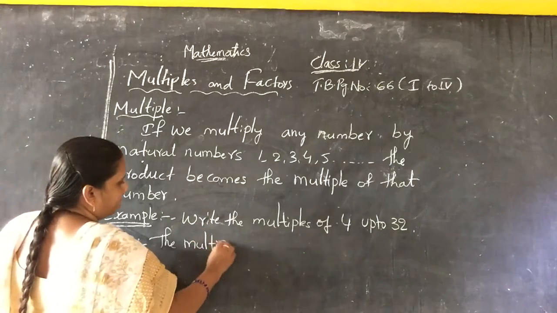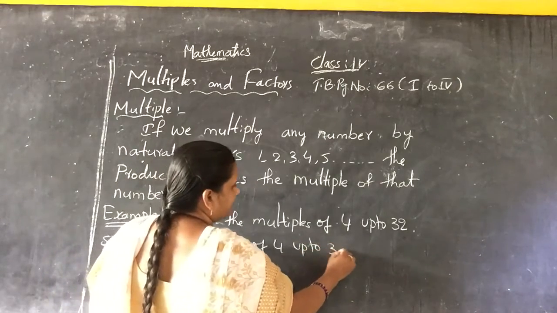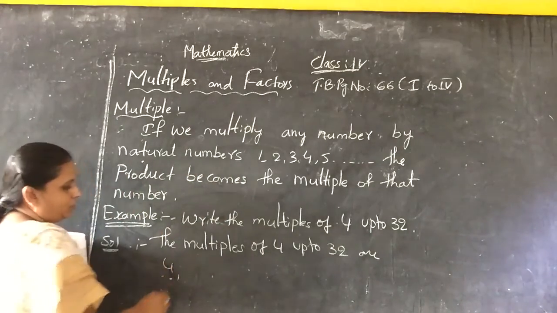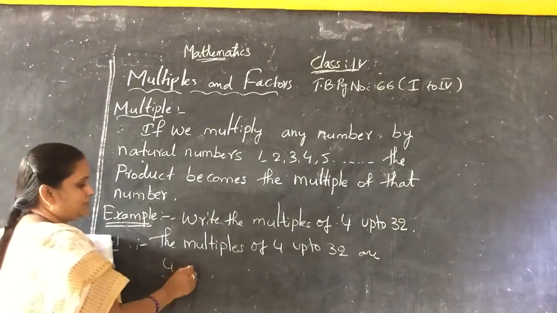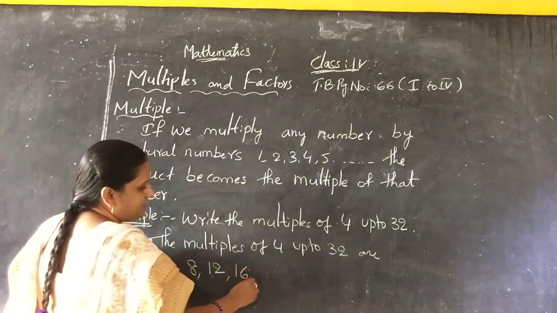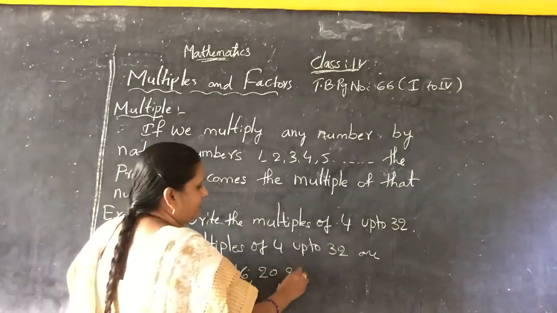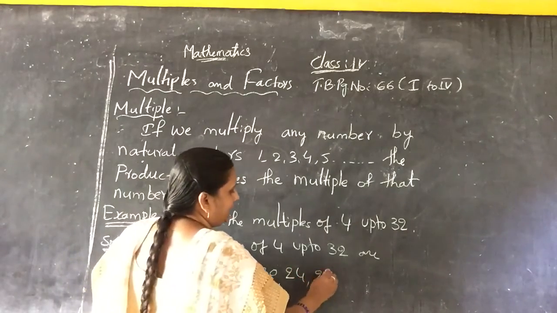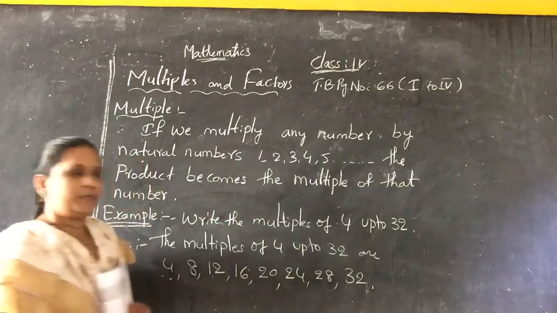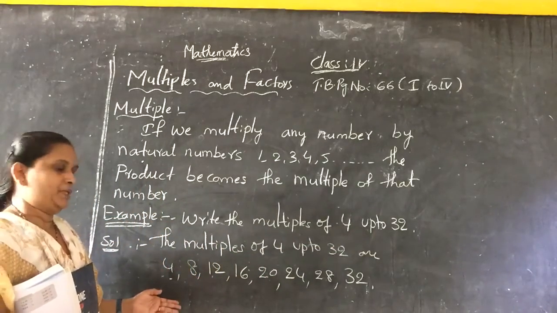The multiples of 4 up to 32 are, first 4 ones are 4, only the answer you have to write. 4 2s are 8, 4 3s are 12, 4 4s are 16, 4 5s are 20, 4 6s are 24, 4 7s are 28, 4 8s are 32. Finish, because in the question they asked up to 32 only. So like this you have to complete.